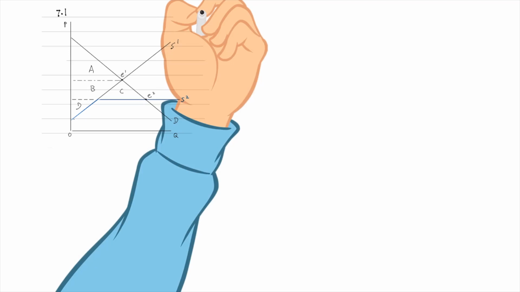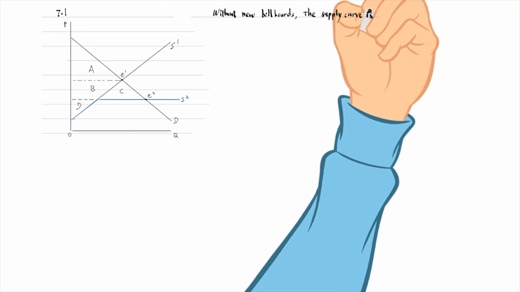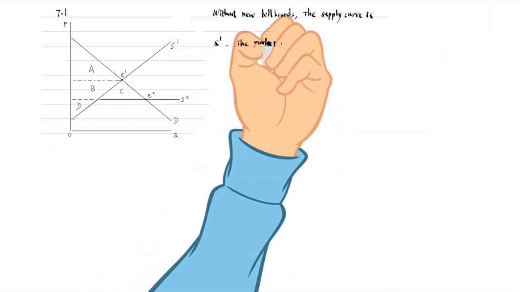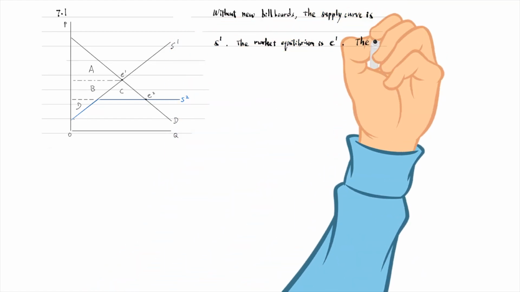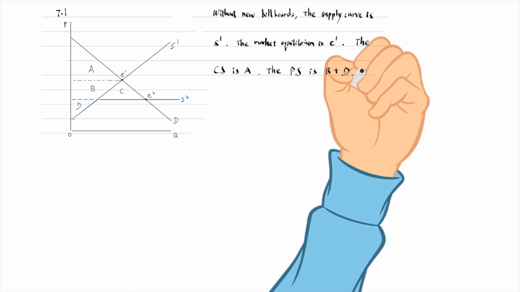Without new billboards, after the ban is imposed, the supply curve is S1. The market equilibrium is E1. The consumer surplus is A. The existing producer surplus is B plus D.